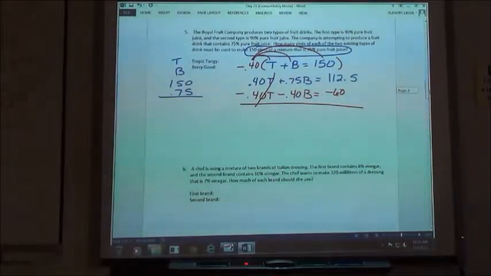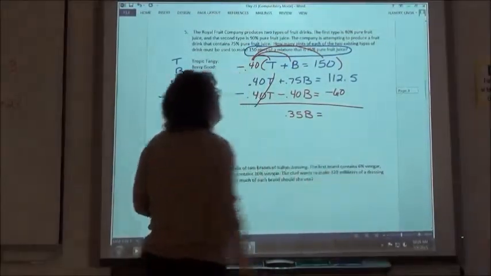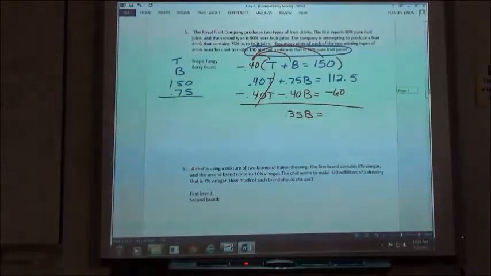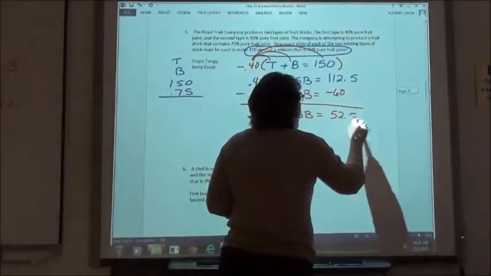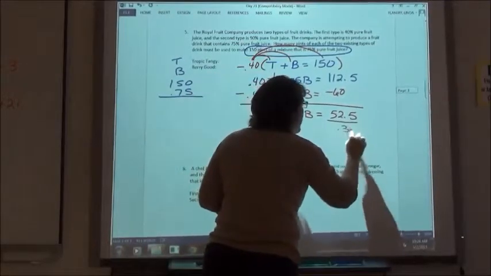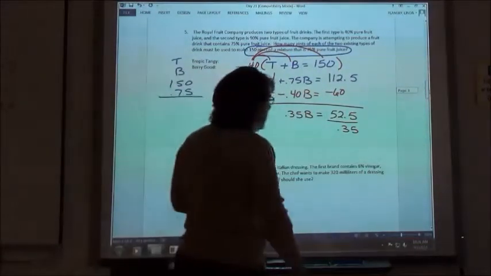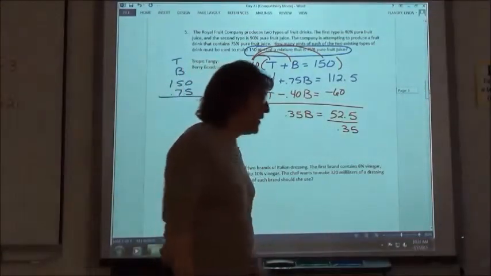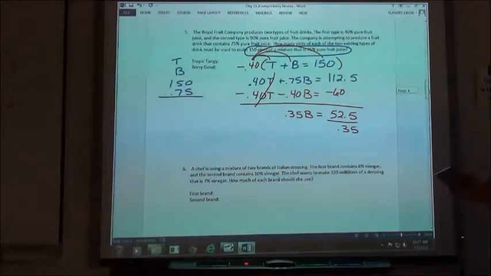75% minus 40% is 35% of B. 112.5 minus 60 is 52.5. So in order to solve that, we're going to divide 52.5 by the 0.35. It came out to 150.